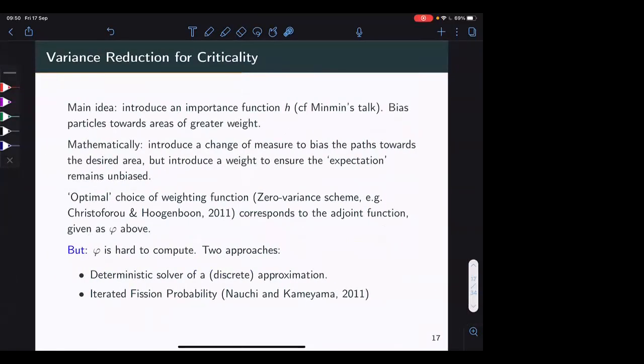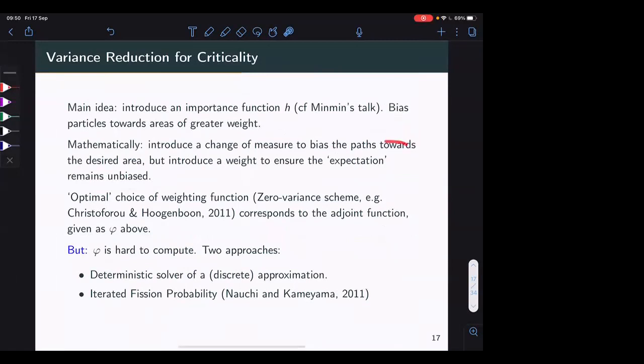And to do this, one of the things that people do is variance reduction. I think this is less used on the criticality side. We'll come back to the shielding element in a minute, but there is some work.